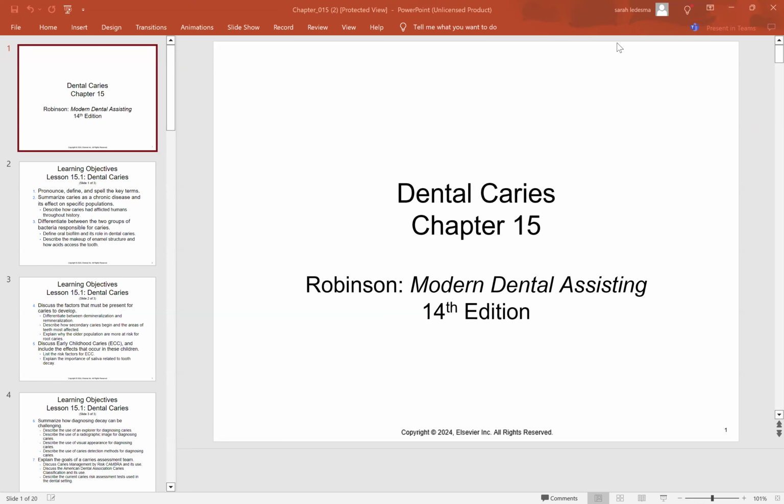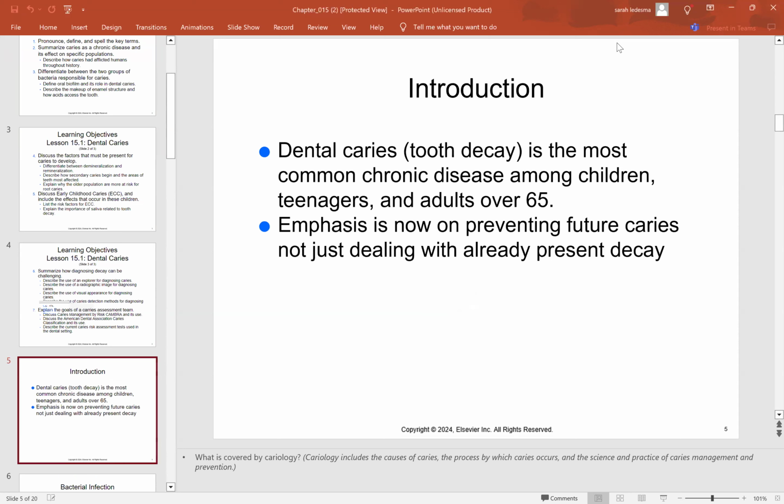Modern Dental Assisting, Chapter 15, Dental Caries. Dental caries, also known as tooth decay, is the most common chronic disease among children, teenagers, and adults over 65. So, emphasis now in the dental office is on preventing future caries with our hygiene and not just dealing with decay that's already present.